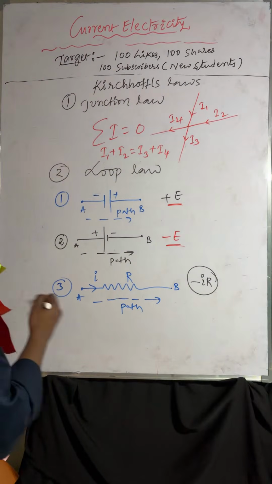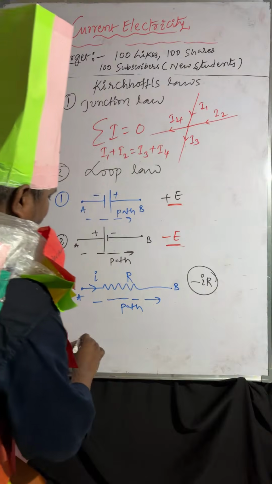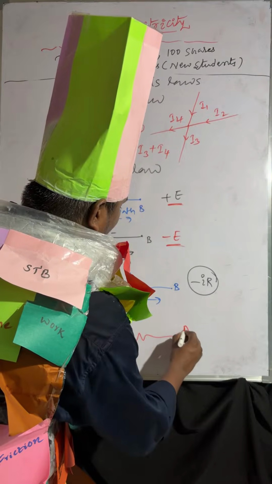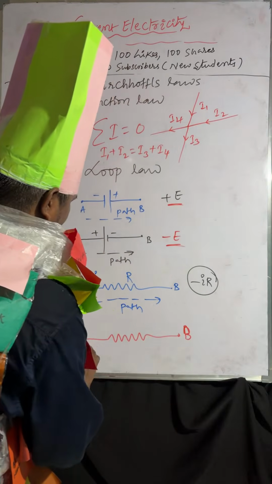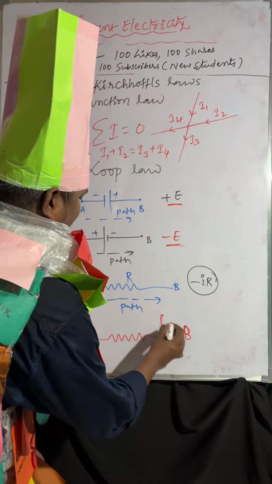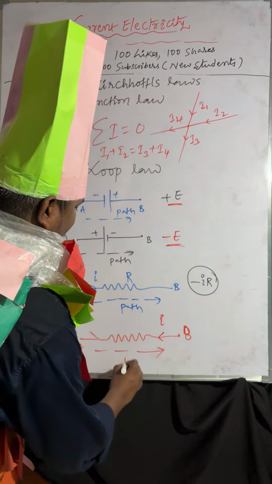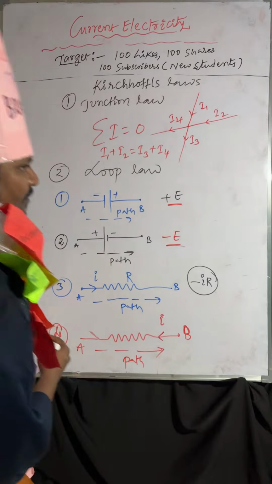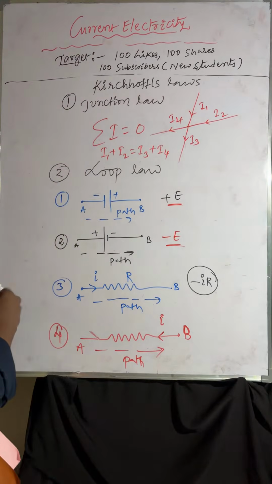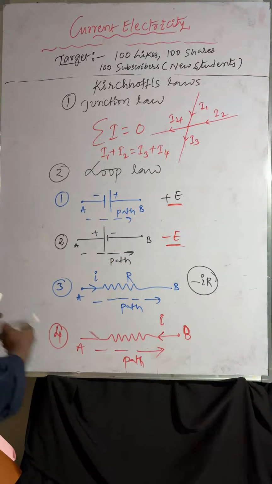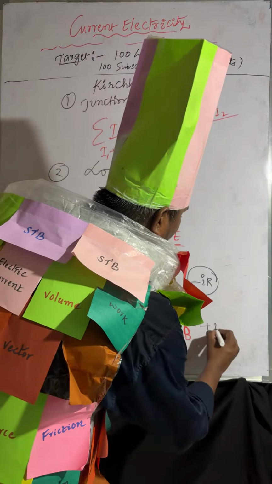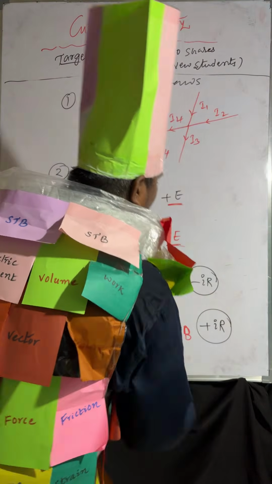Coming to the fourth one, you are moving across the resistor from B to A, so you are moving opposite to the current direction. The current is in this direction, and this is the path. You have to consider one path. I am going in this path, opposite to the current direction, so the IR term is positive.